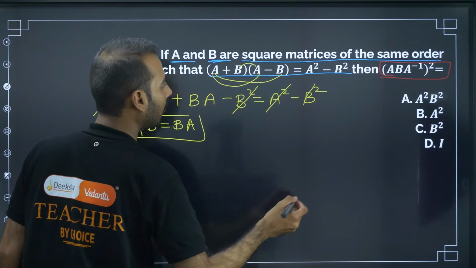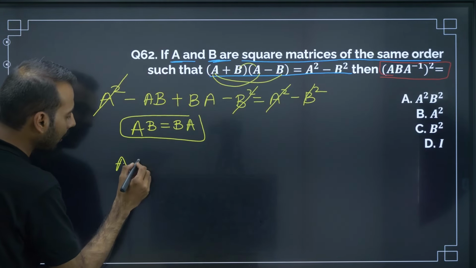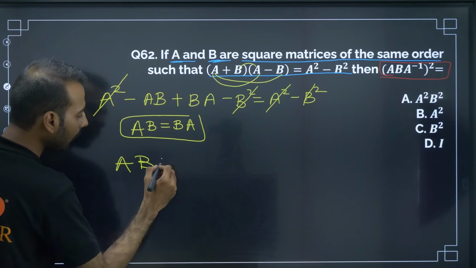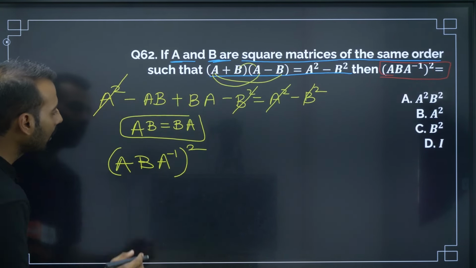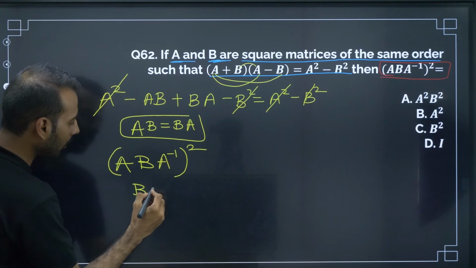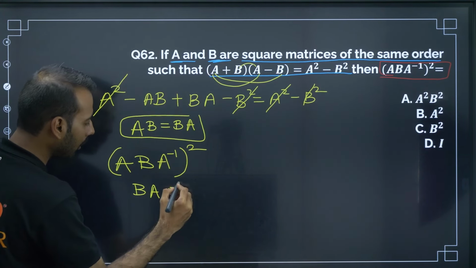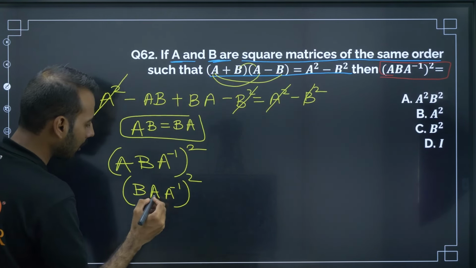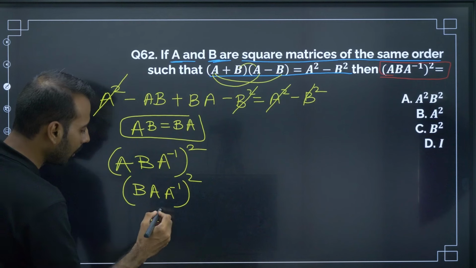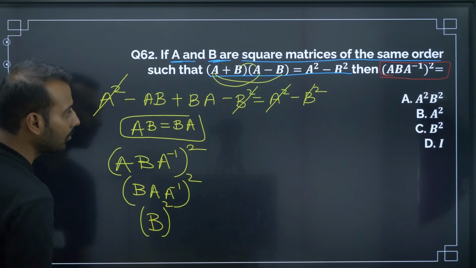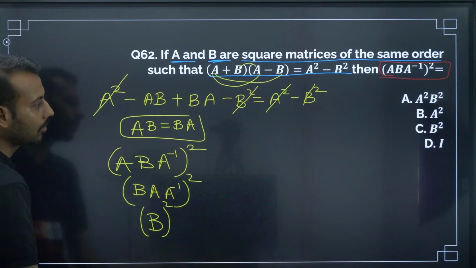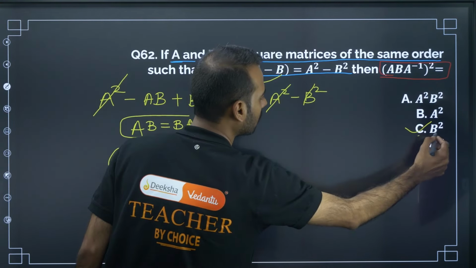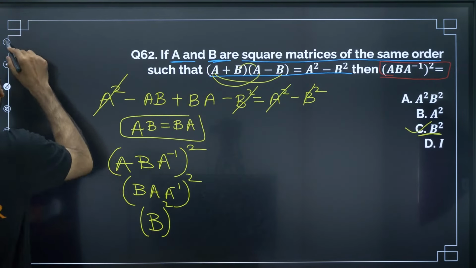Now AB A inverse square, let me write that first here. AB A inverse square. In place of AB we have to write BA, and A inverse square as it is. A A inverse is I, so what remains is B, and then square as it is. B square is C option, so C is the answer for this. Moving on to next question.